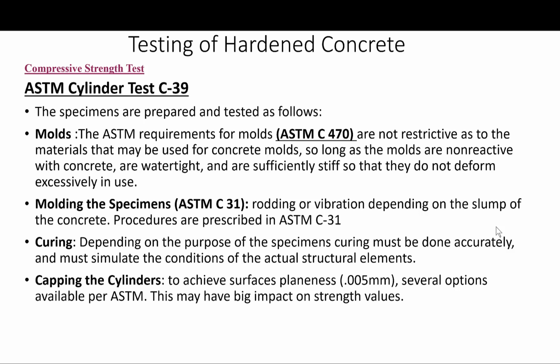The reusable molds, usually made of heavy gauge steel or rigid thick-walled plastic. Second, the single-use molds, usually made of formed sheet metal, waxed cardboard, or thin-walled plastic. Okay. In general, the single-use non-rigid molds can result in somewhat lower strength, typically about 3%. Okay. And also they will probably result in a higher standard deviation.